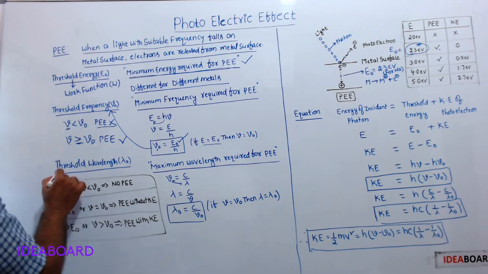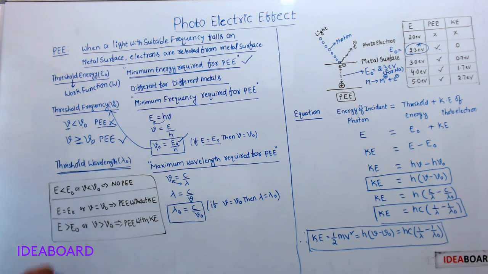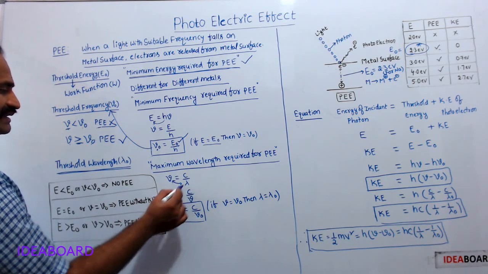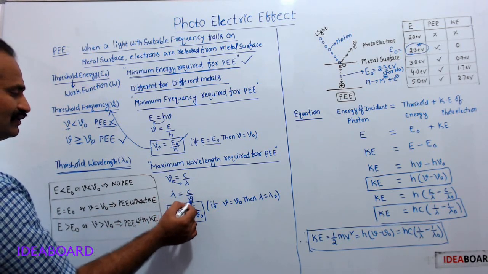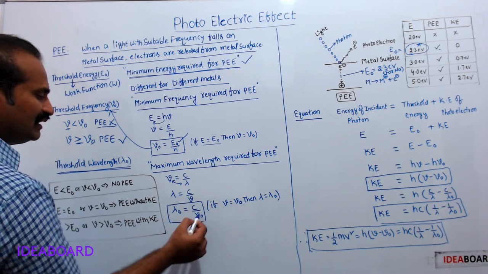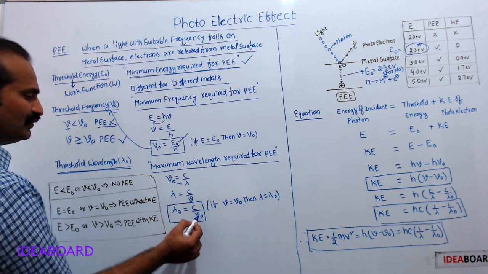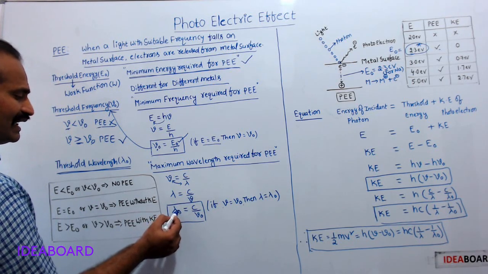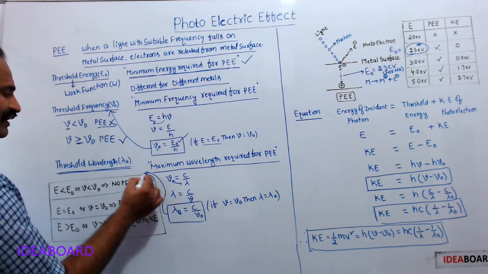Now come to threshold wavelength. Here nu is equal to C by lambda. From this, lambda is equal to C by nu. Instead of nu, substitute nu naught. If we substitute nu naught instead of nu, then the corresponding wavelength is known as the threshold wavelength.